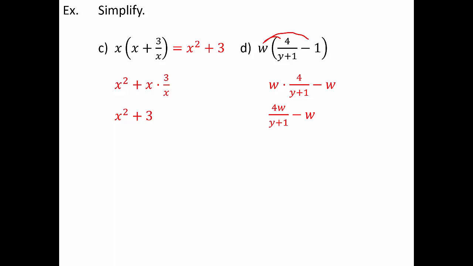We have a fraction minus a whole number. So let's find our common denominator and combine them. Now in this case, it's w over 1. So I have the quantity y plus 1 and the quantity 1, which means the common denominator is the product of those two quantities, or y plus 1. So I'm going to multiply top and bottom by y plus 1.